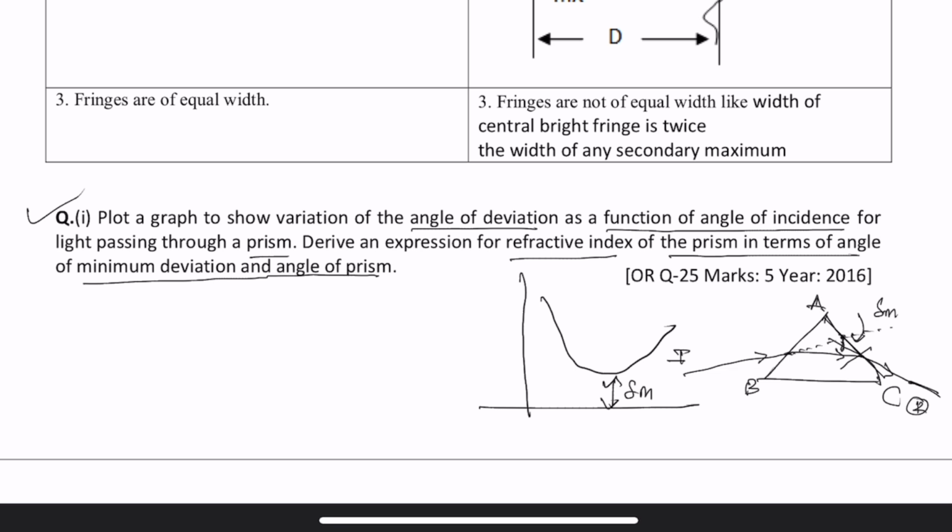So for what angle of incidence? If we change the angle of incidence here, the angle of deviation differs. Okay. So this is angle of deviation versus angle of incidence. So for a particular angle of incidence, the deviation is minimum. So we have to derive that delta m is equal to A into (mu minus 1), correct? So let's see. Delta is the deviation produced by the prism, A is the angle of prism, mu is the refractive index of the prism, correct? So this is a 5 marks question.